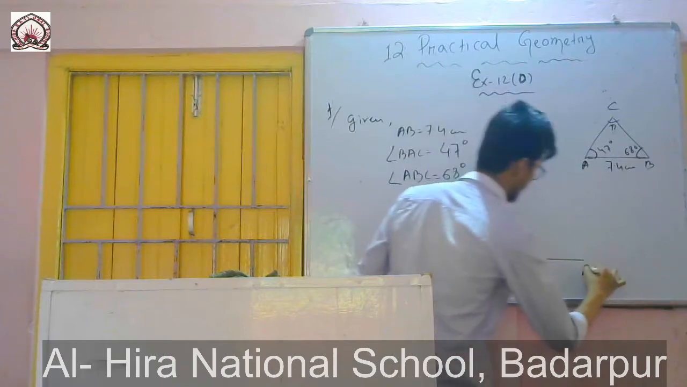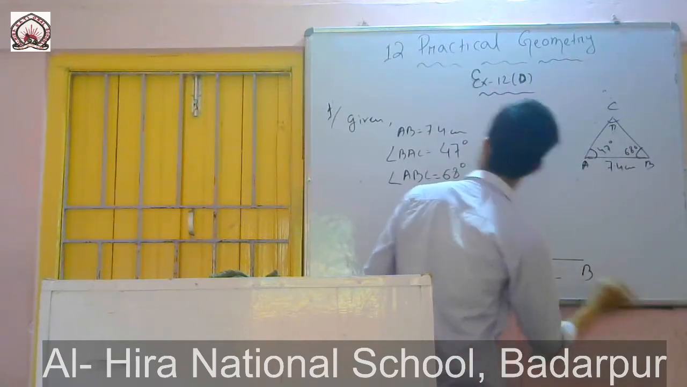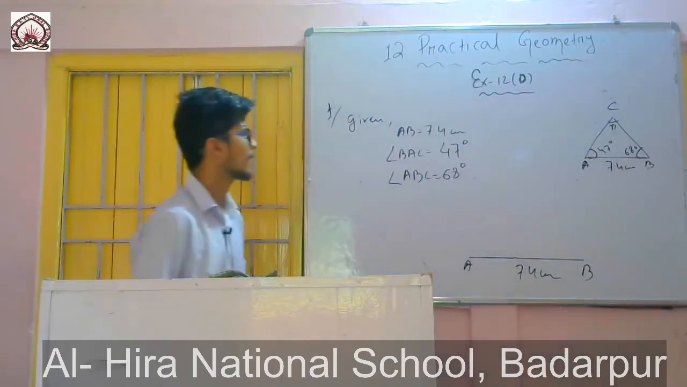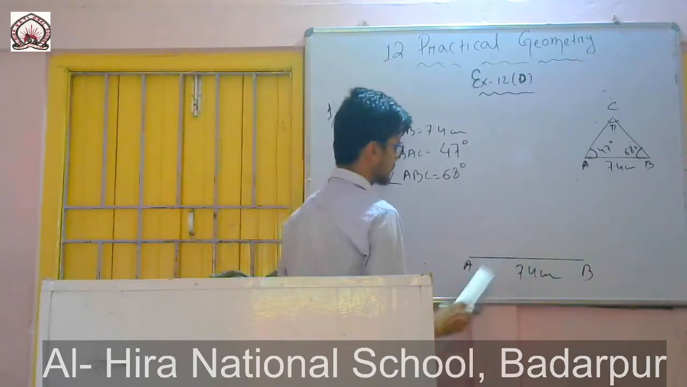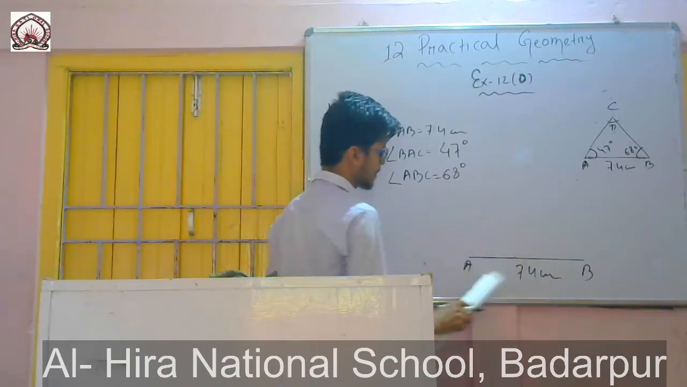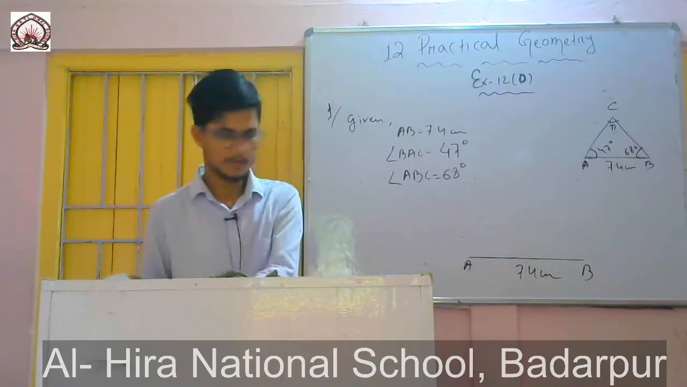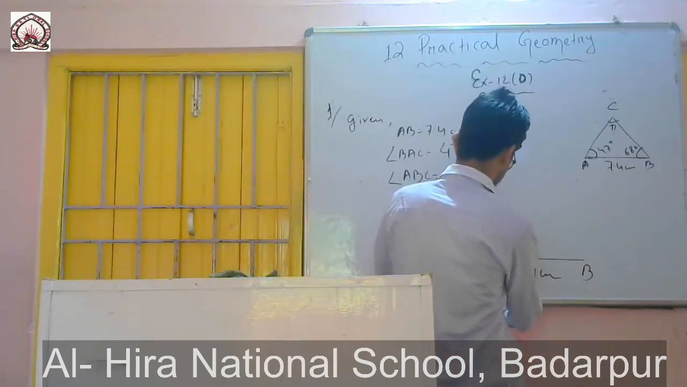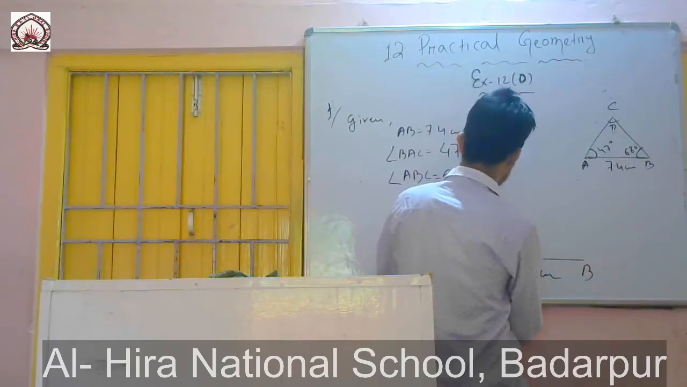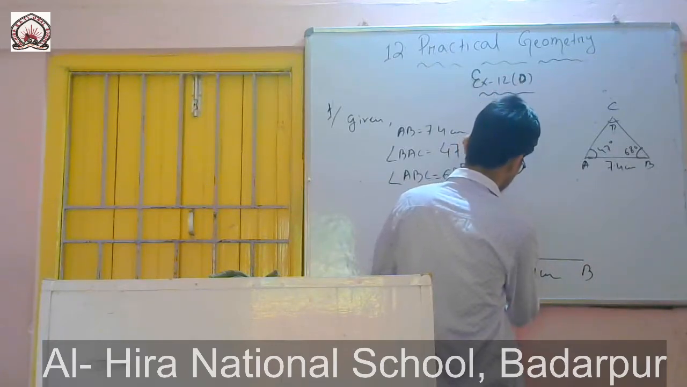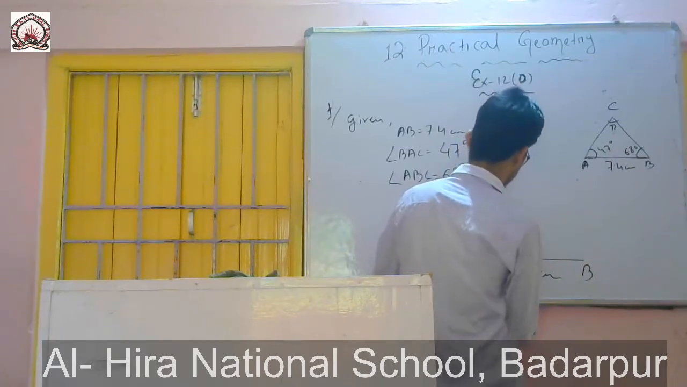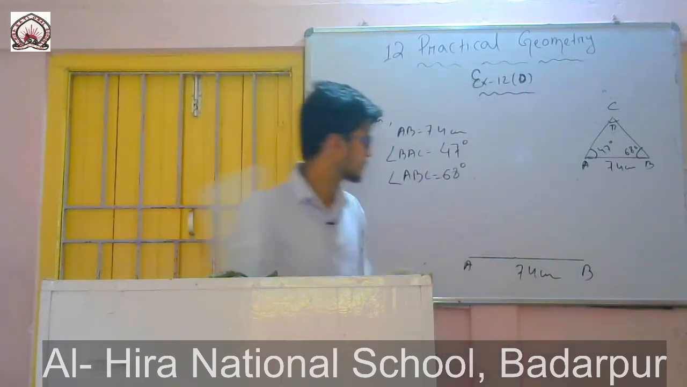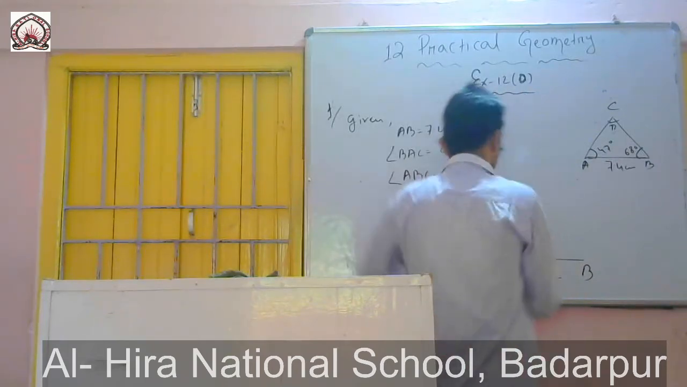AB is 7.4 centimeter. So now I will draw angle BAC. C will be somewhere there. First of all, it is given that angle BAC equals 47 degree, so counting 45, 46, 47, it will be somewhere there. Okay, so now I will join these two points.